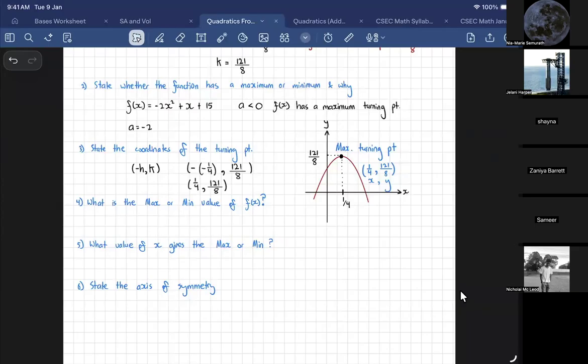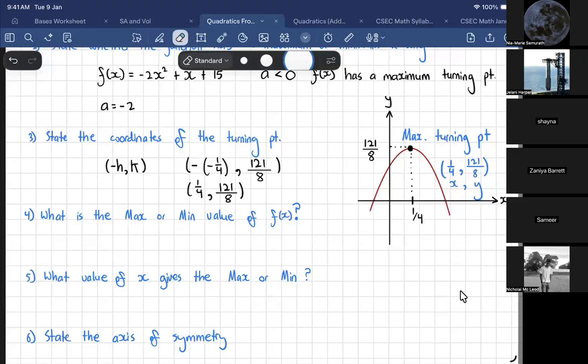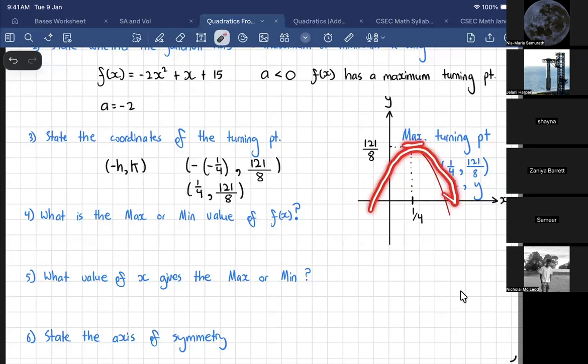Yes, sir. Okay, Sheena, while you're at it, I think this is real easy. Read part 4 for me. What is the maximum or minimum value for f of x? You tell me, look at our graph. What do you think is the maximum or minimum value of f of x? 121/8. Yeah, everybody in class can see with your own eyes that the graph is going up to 121/8. So that is the maximum value my function could output.